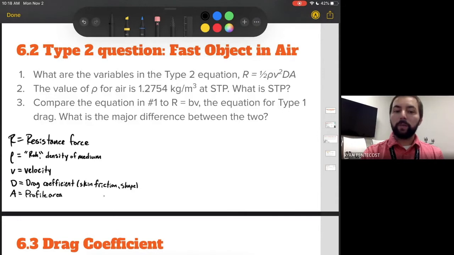Because the shape in a drag coefficient takes into account the cone-like nose of the football, where it's not just a circle. Actually, when it meets the air, it's really small, and then that gets bigger and bigger and bigger, allowing for a more aerodynamic shape. There's also skin friction. Skin friction is really important.